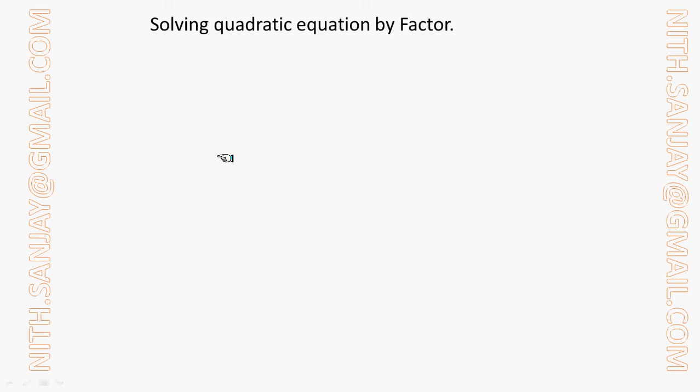Hi everyone, my name is Sanjay and today I am going to show you how we can solve a quadratic equation by factoring. So first of all, I'll show you what a quadratic equation is. A quadratic equation is of this form: ax squared plus bx plus c is equal to 0, where a, b and c are constants and x is a variable. The necessary condition for this equation is that a should not be equal to 0.